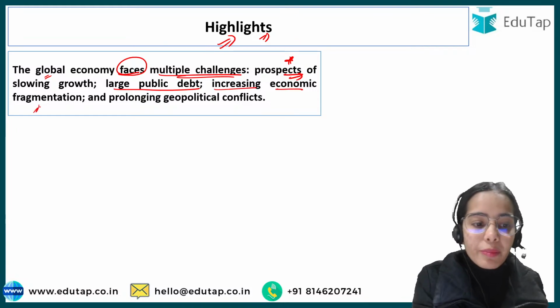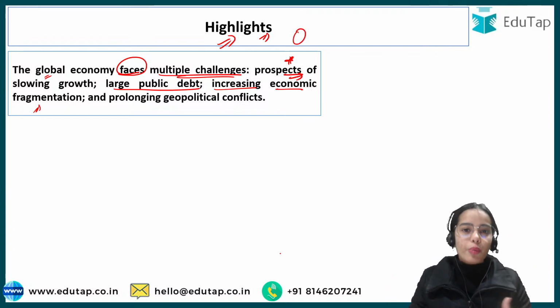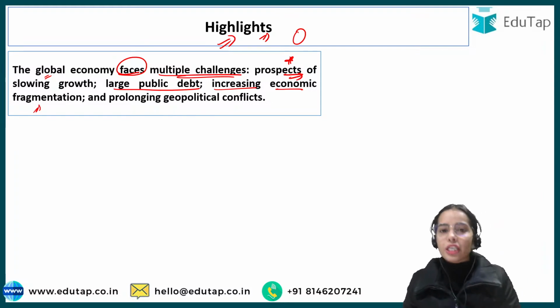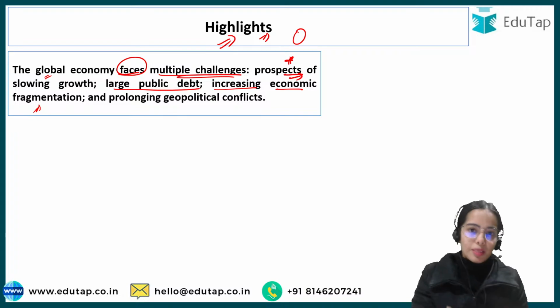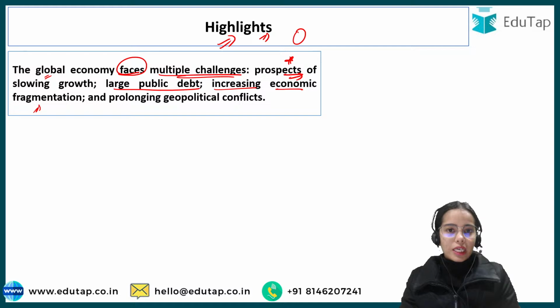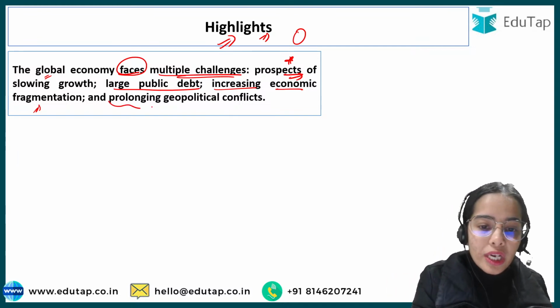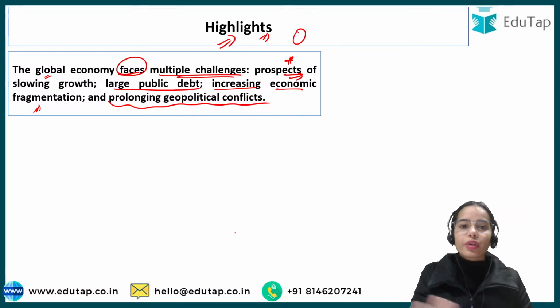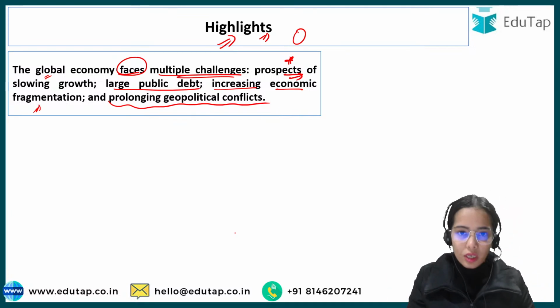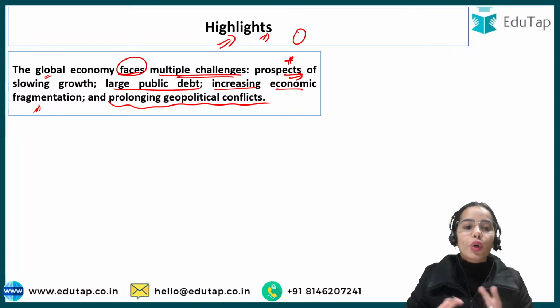Increasing economic fragmentation because of the Russia-Ukraine war, because of the geopolitical turmoil going on around the world. There is economic fragmentation happening. Some countries are supporting a particular organization, some countries are supporting some other country. Prolonging geopolitical conflicts: the Russia-Ukraine war was there, and now there is a new problem that has started in the geopolitical space. So you can understand that there are many turmoils coming in the global economy.